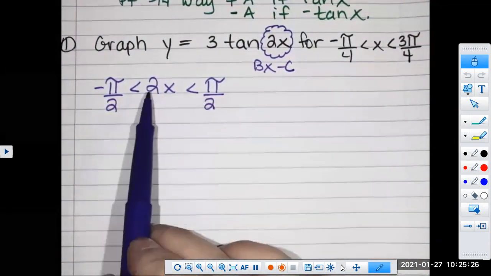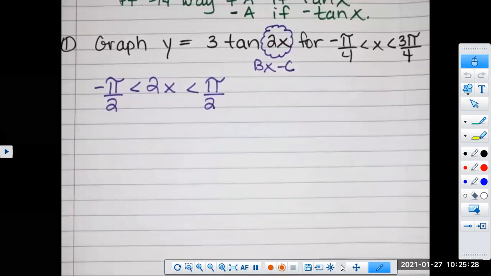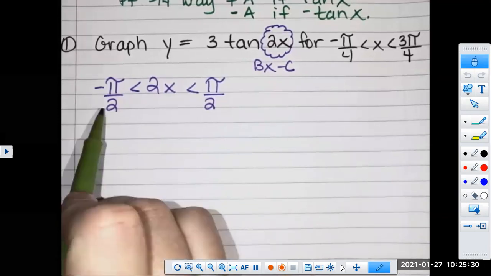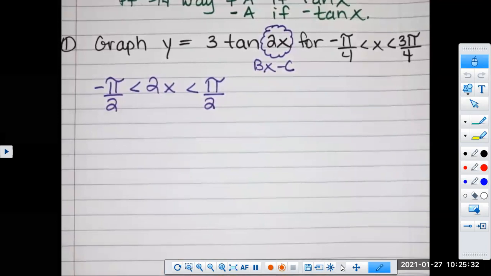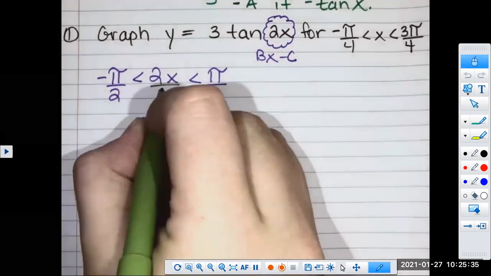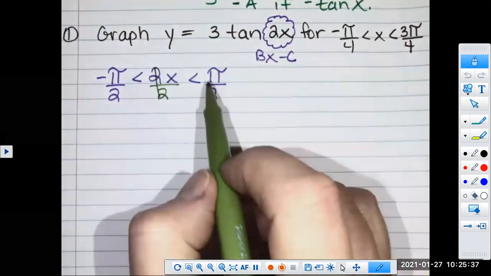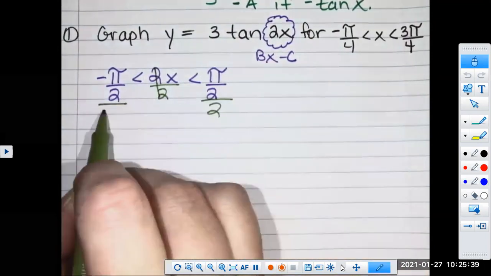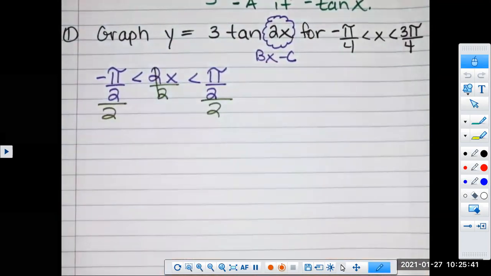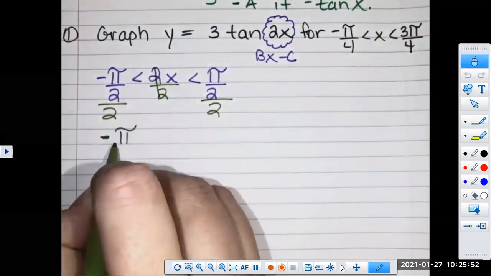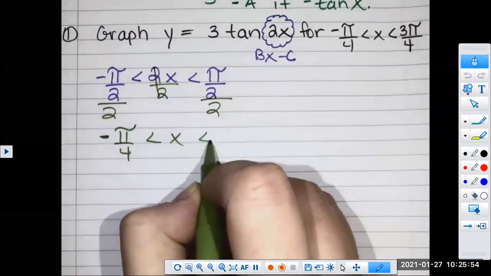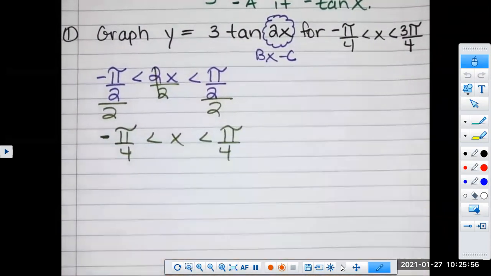If you're solving for x, how do you get x by itself? What are you going to do to all three areas? You're going to divide by 2. So if you divide 1/2 by 2 and negative 1/2 by 2, what are you left with? If you take a half and you split that in 2, how many? Good, you got 4. So this will be negative pi over 4. This asymptote will be at positive pi over 4.